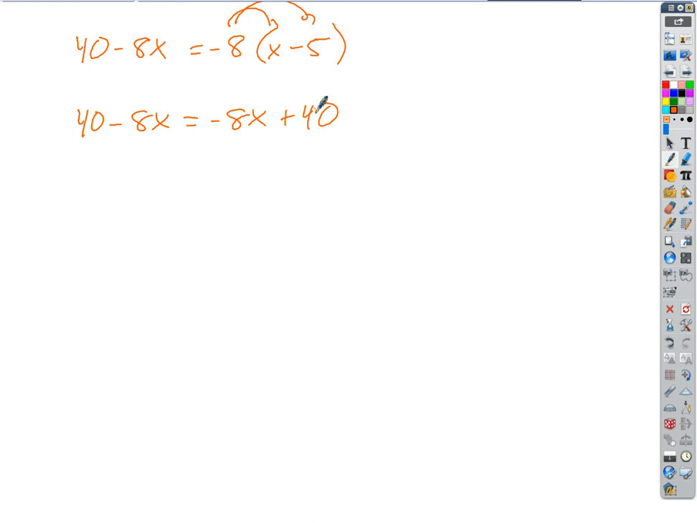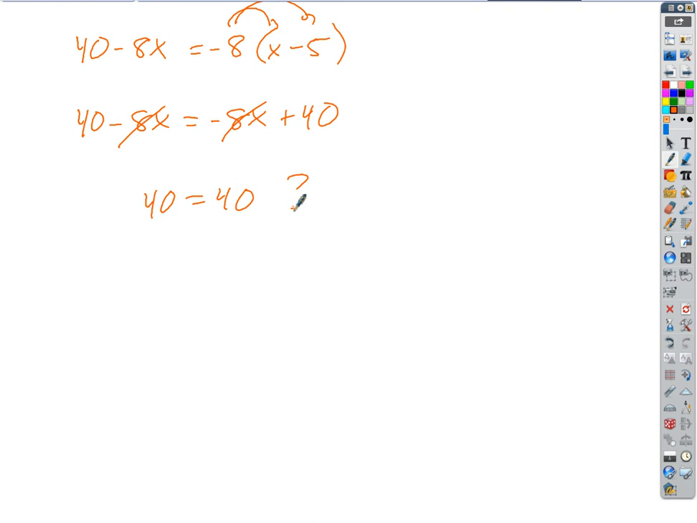Now, same kind of thing's happening with my variables, right? If I add 8x to both sides, they just cancel, and then look what I end up with. 40 equals 40. Okay, how often is that true? Every time. Always. So if that's always true, what do you think the solution must be? Infinite solutions. Yeah, x could be anything, right?